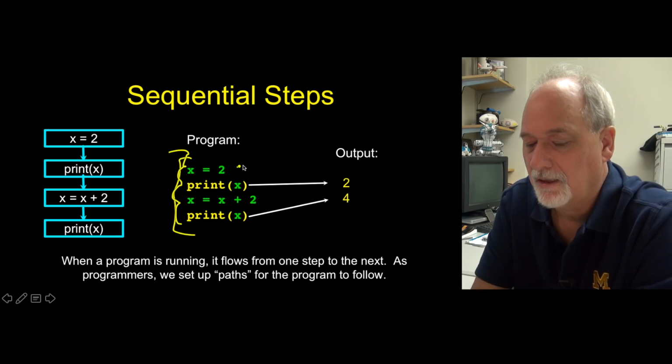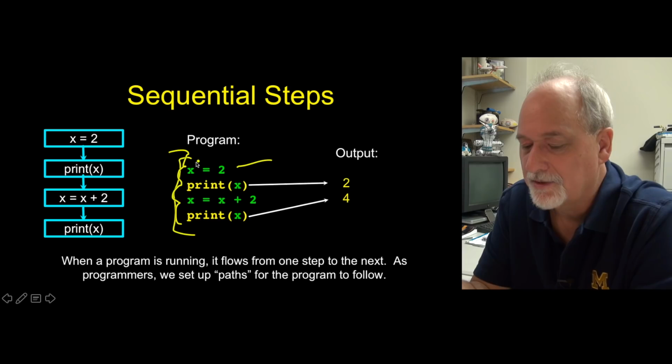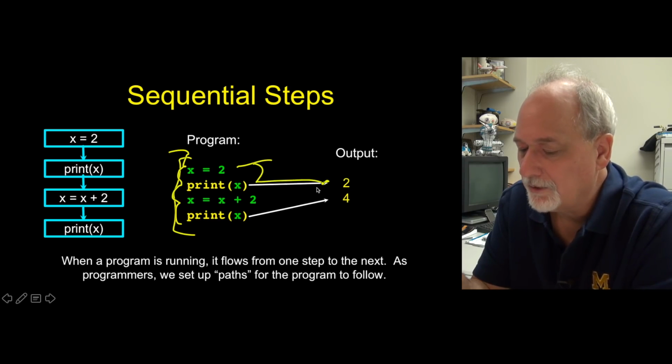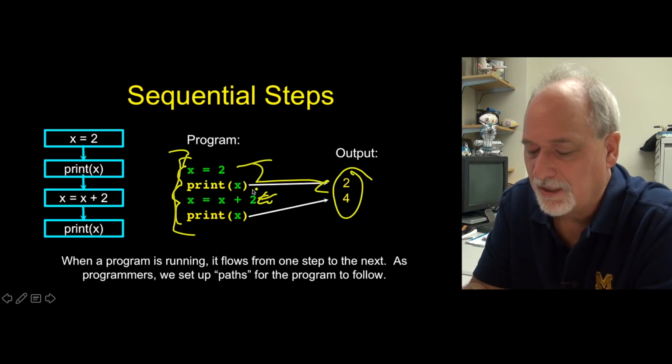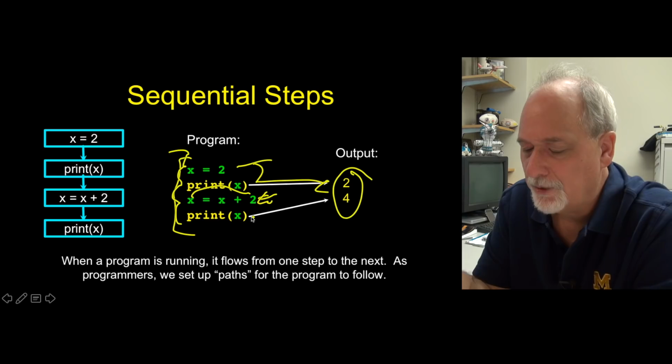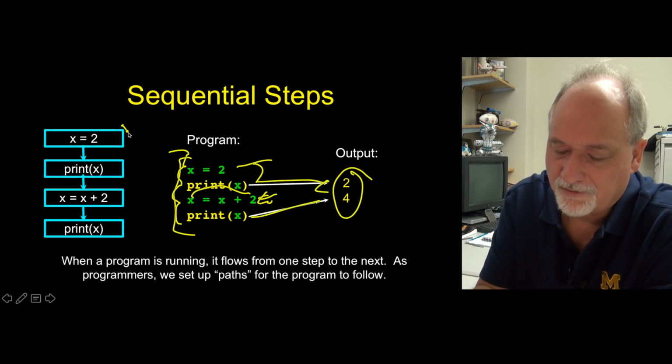So it says: find a place in your memory called x, and stick 2 into that. Okay, then go to the next one, print that out. So the program is producing output. Now go read x and add 2 to it and stick it back in x, so x is 4, then print that. This side over here is called a flow chart.